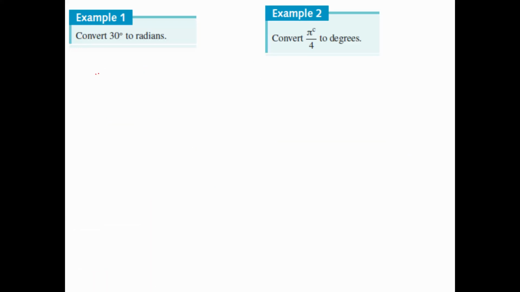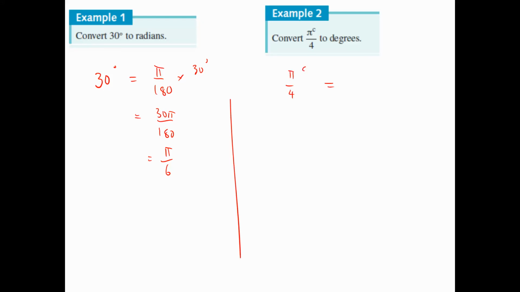Now, I converted 30 degrees to radians by multiplying pi over 180 by 30 degrees, and you told me the answer was 30 pi over 180, and the answer was pi over 6. Yeah? Now, how do I convert pi over 4 radians to degrees? Multiply by 180. Very good. Because we already knew that 1 radian was equal to 180 degrees divided by pi. So that means I need to multiply this by pi over 4.